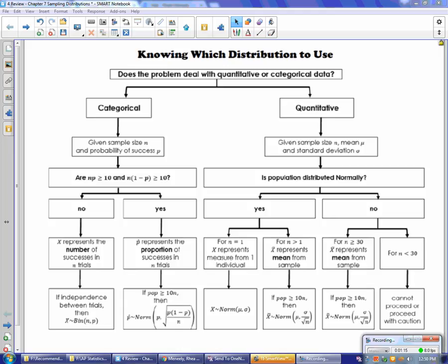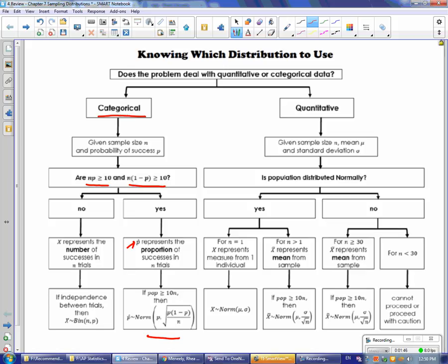The second decision you need to make is which distribution to use. And the best way to do that would be to test the conditions. So if I'm dealing with a categorical situation, if I'm dealing with yeses and nos or success and failure, the next thing I want to do is compute n times p and n times 1 minus p to see if I have at least 10 successes and 10 failures in my sample. If I do, then I'm dealing with a distribution for p hat.